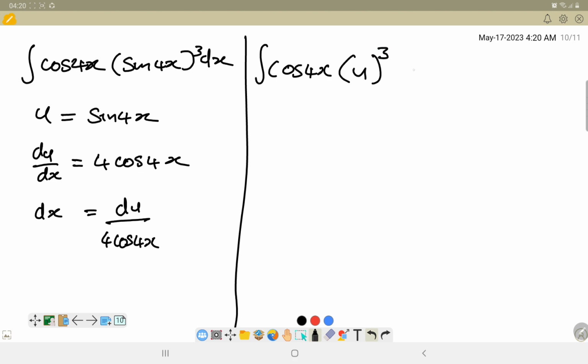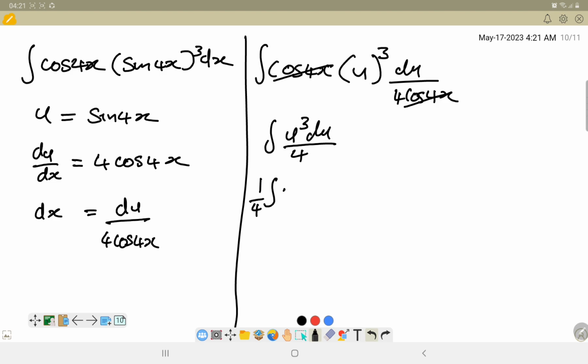Then we have u to the power 3. We replace dx by du over 4 cos 4x. So we can see that cos 4x and cos 4x are cancelling out, and then we are left with u to the power 3 du over 4. We can take 1 over 4 to be outside the integral, and then we have du. That is just rewriting.